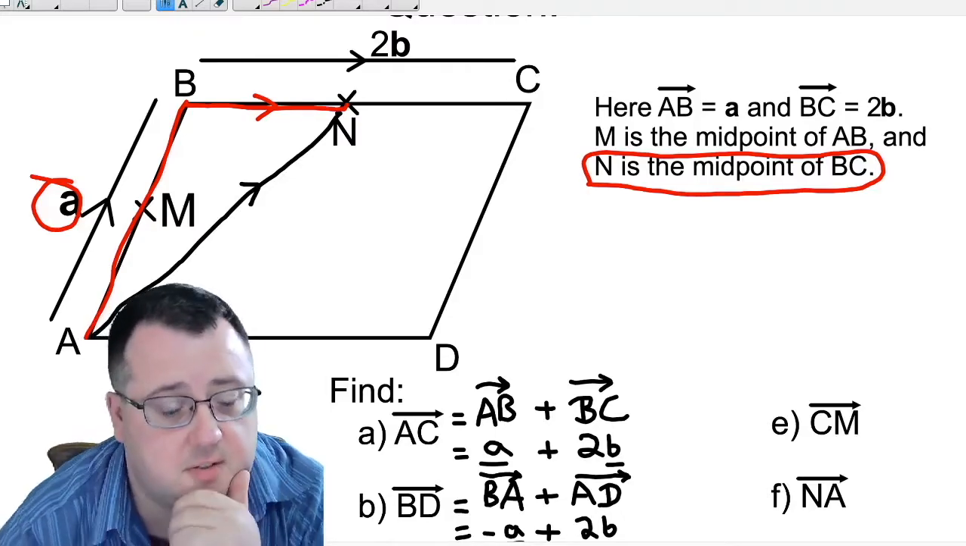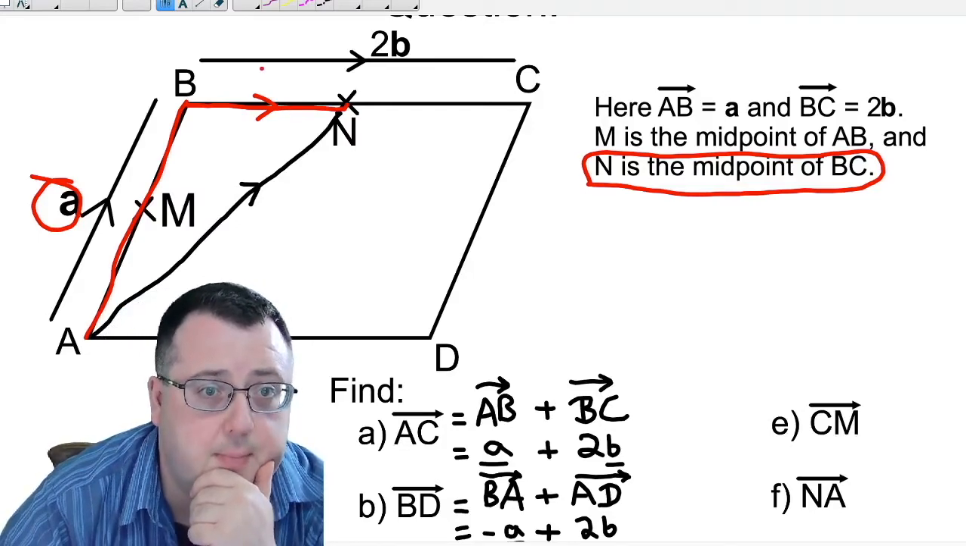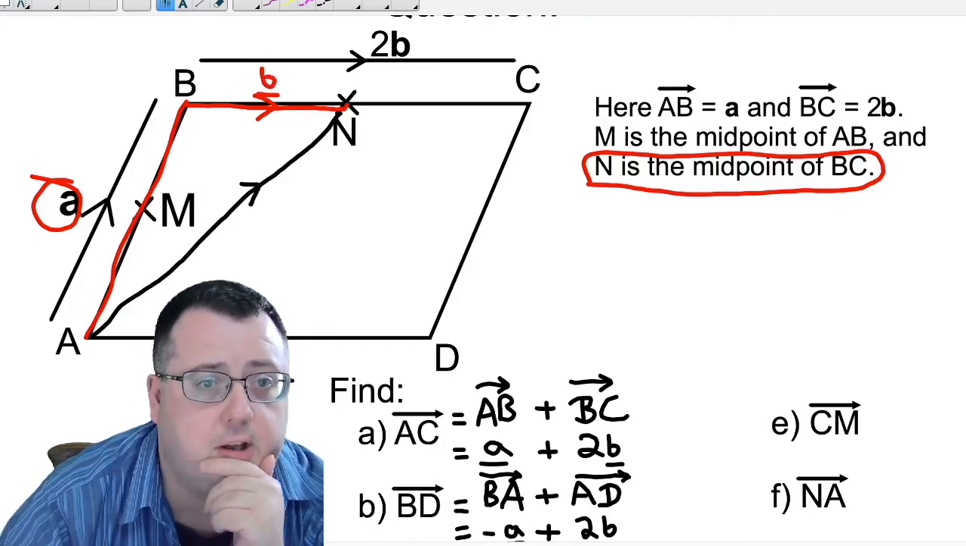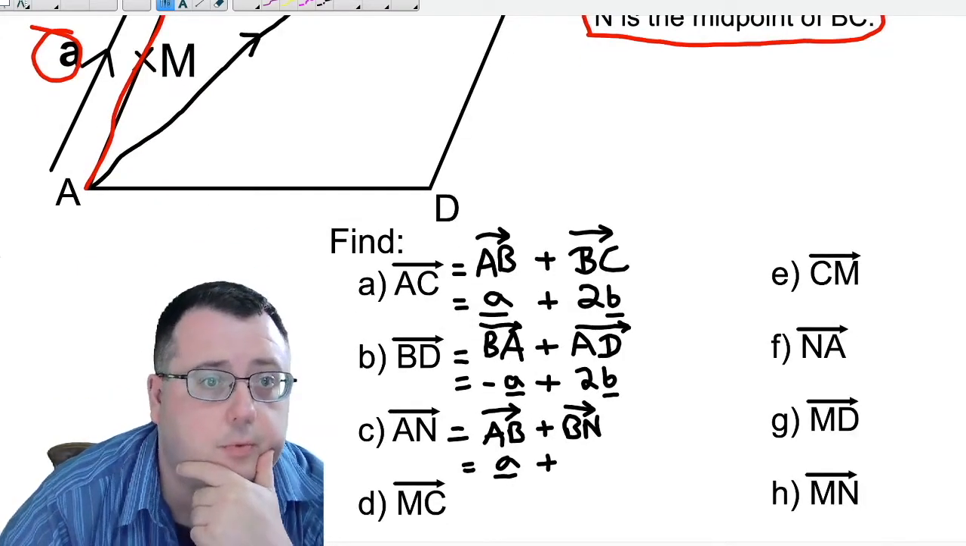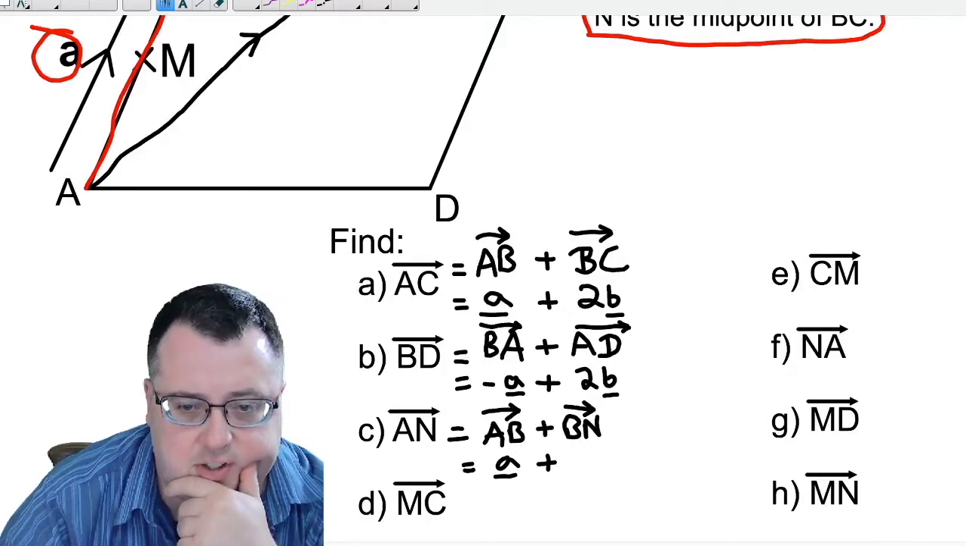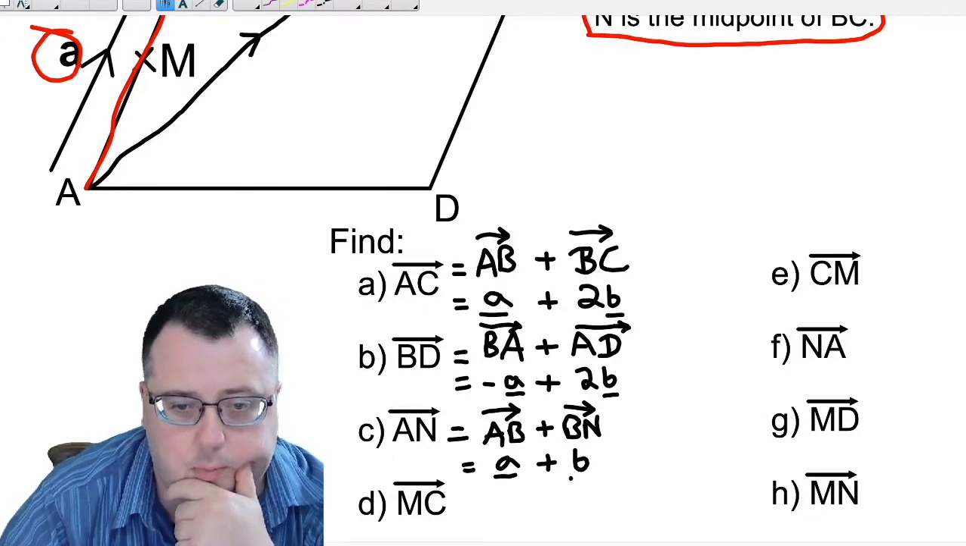B. Yes. It is just going to be B. Can you tell me why? It's half of 2B. Good. So the answer here is just A plus B.